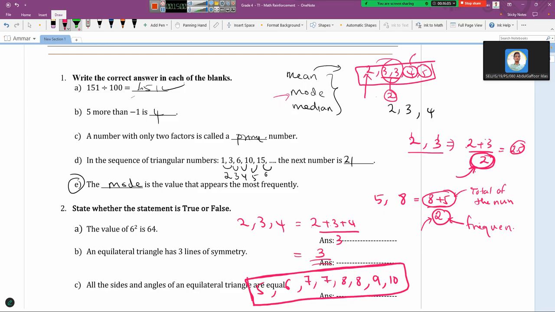You are allowed to use a calculator in your exam? No, right? Okay. So you have to manually add them. You have to practice more and more questions so that you can speed up your calculation ability, right?